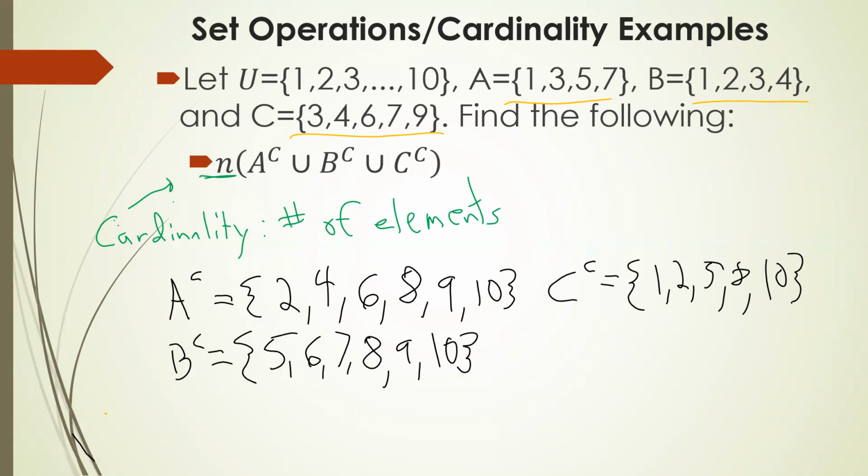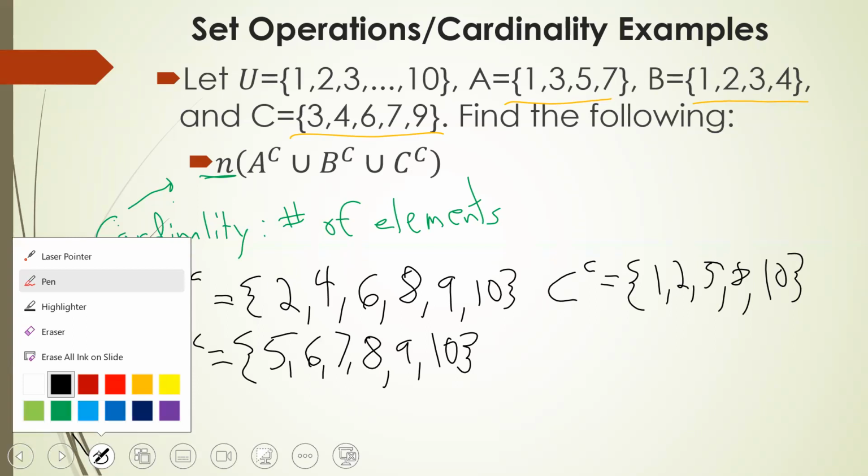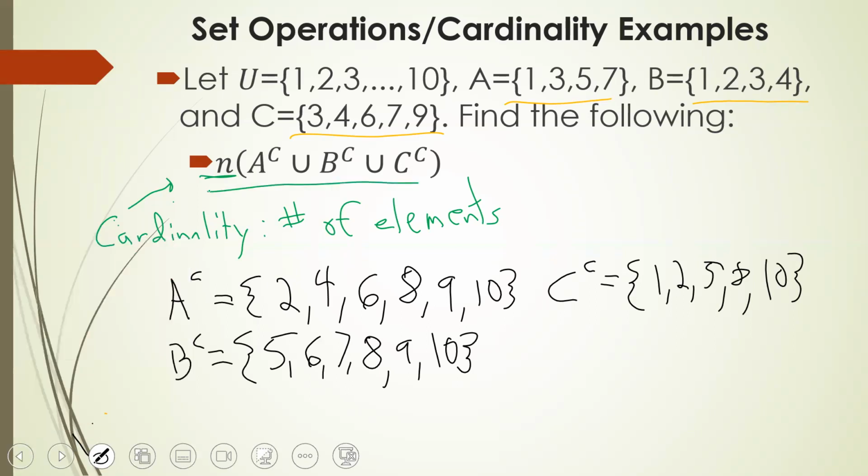Okay. And then from above, the set that is under consideration, the one we care about, is this A complement union with B complement union with C complement. And so we wanted to figure out what the elements of that are. And again, it's going to be anything that is in any of these sets. We just don't write repeats.